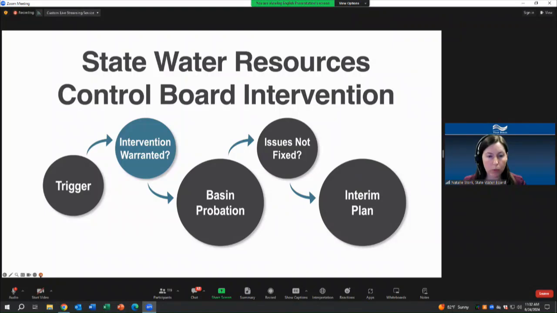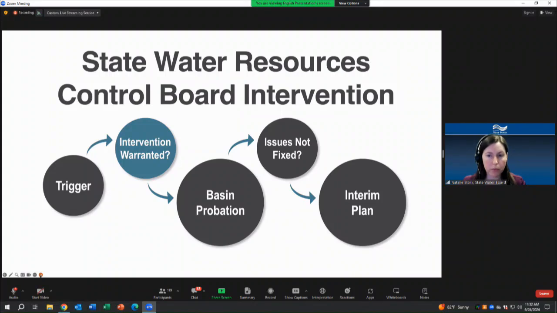This is the State Water Board's state intervention process. First, there is a trigger. In this case, it's the plan not being adequate. Then the board considers whether probation is warranted. This is where we are now. Then the board considers whether to put the basin on probation.